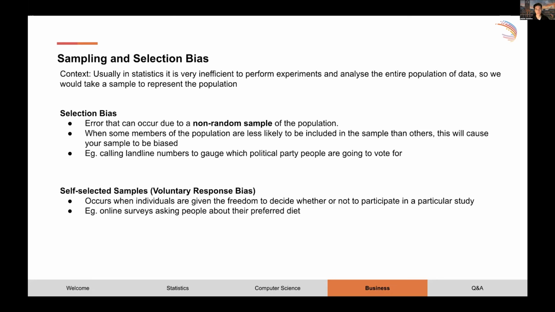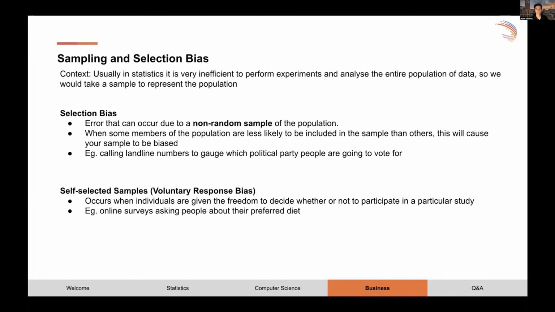The first being selection bias, which you've probably heard of, which is a type of bias that occurs when we take a non-random sample of the population. I've got an example here. This is when we call a landline to gauge which political party people are going to vote for. In this case, we could be calling a specific state on purpose and not, for example, randomly sampling from multiple states around the country.